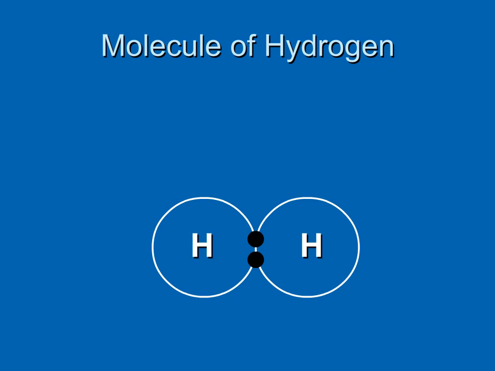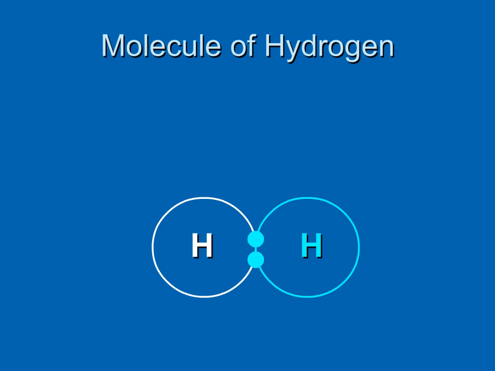Are both atoms happy and stable? Yes. By sharing, this hydrogen has access to two valence electrons. That's a full first valence shell. And this atom also has access to those two electrons and has a filled valence shell.